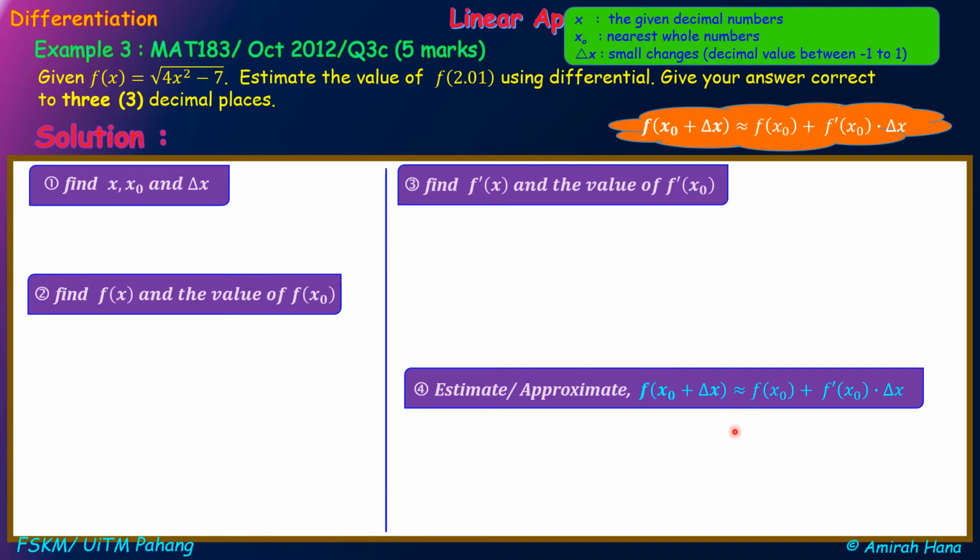From the formula in step 4, we have f(x naught plus delta x) approximately equal to f(x naught) plus f prime(x naught) times delta x. We recall that x equals the given decimal number, x naught equals the nearest whole number, and delta x equals the small change, which is a decimal value between -1 and 1.